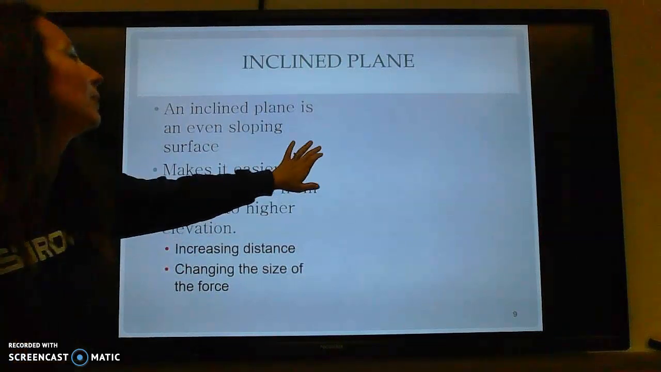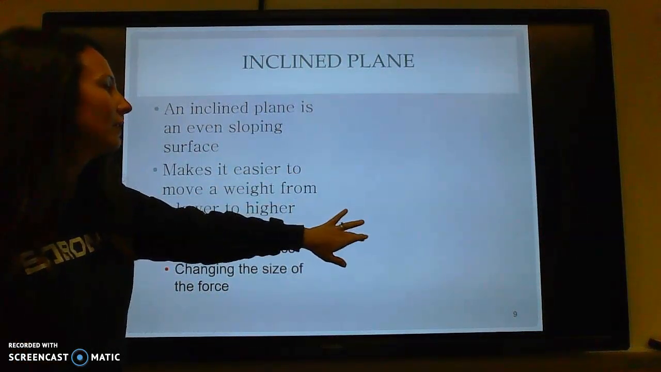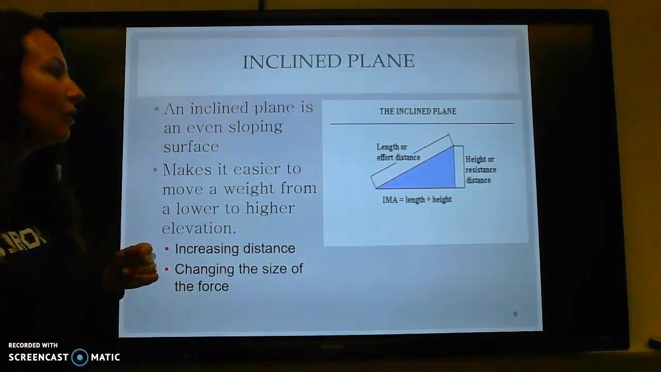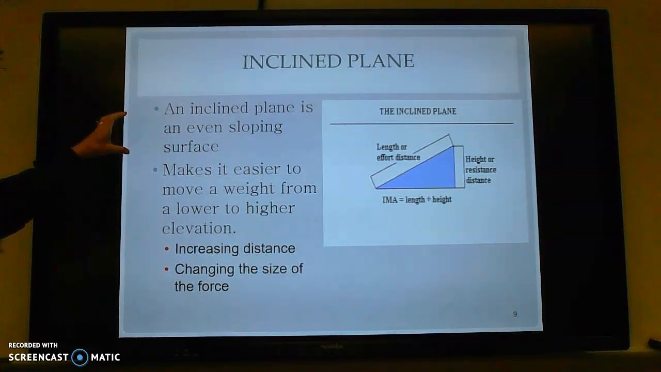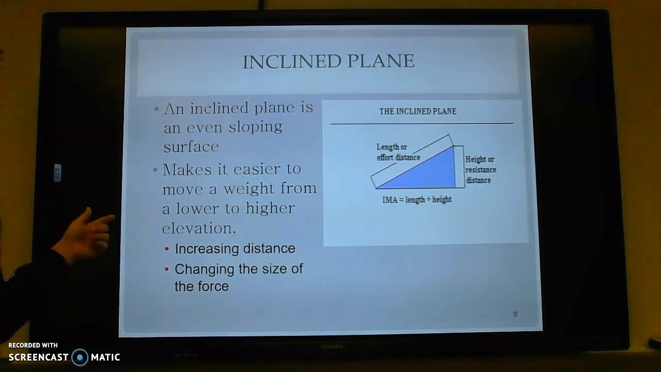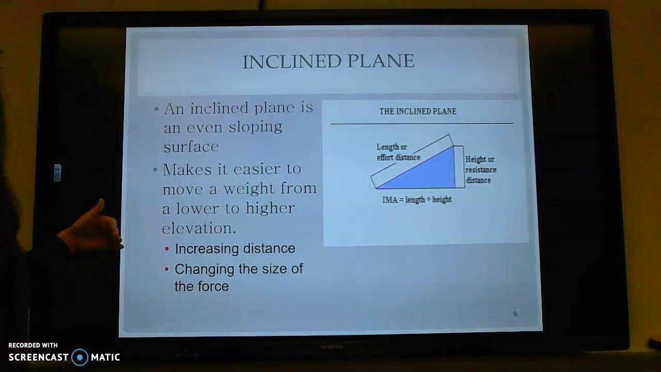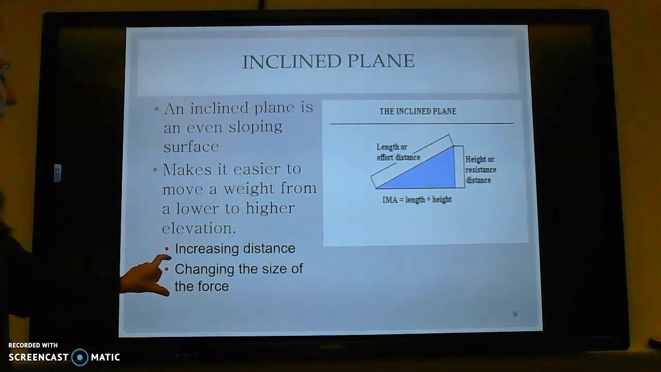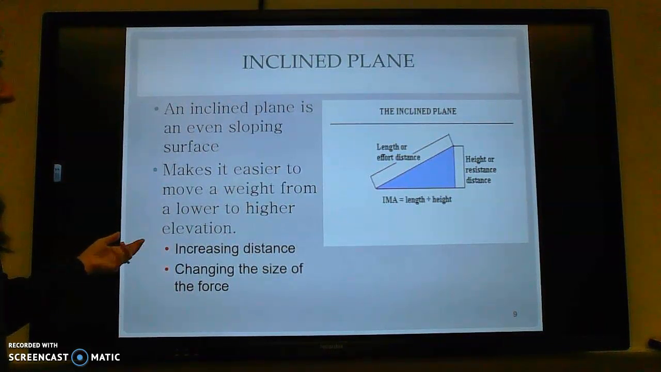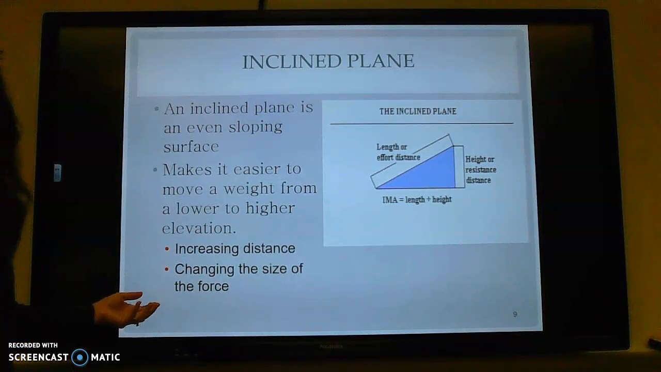Then there's an inclined plane, and this picture is actually in your notes, but an inclined plane is an even sloping surface, and it's going to make it a lot easier to move a force from a lower to a higher elevation. And then you need to write these 2 in your notes as well. You're going to increase the distance and change the size of the force.